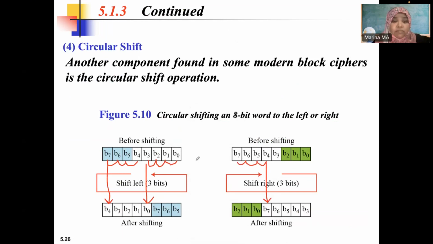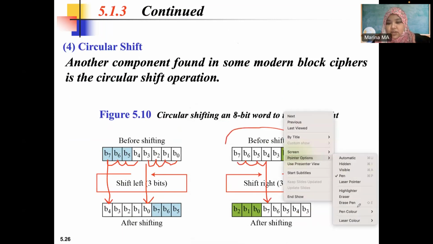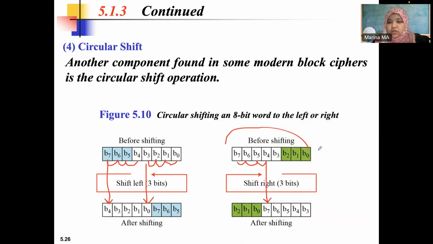Okay, what does circular mean? You bring it back. So if I want to shift right 3 bits, let me use a different color so you can see. Here B0, 1, 2, 3. You circle it back. That's what we call circular shift. Okay, the 4th is done. Easy.